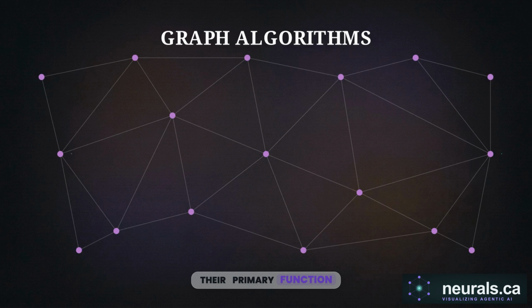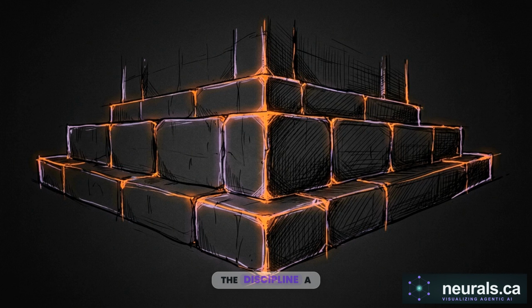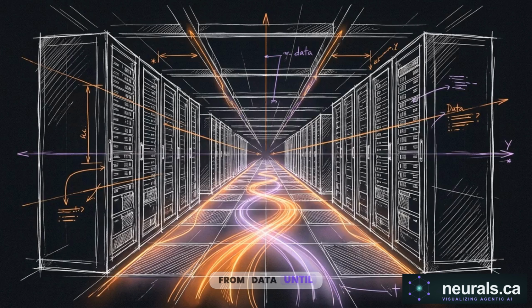Their primary function is to navigate a network, finding the most efficient path between any 2 points. These classical tools form the bedrock of the discipline. A machine cannot learn from data until the system can efficiently organize and traverse that data.